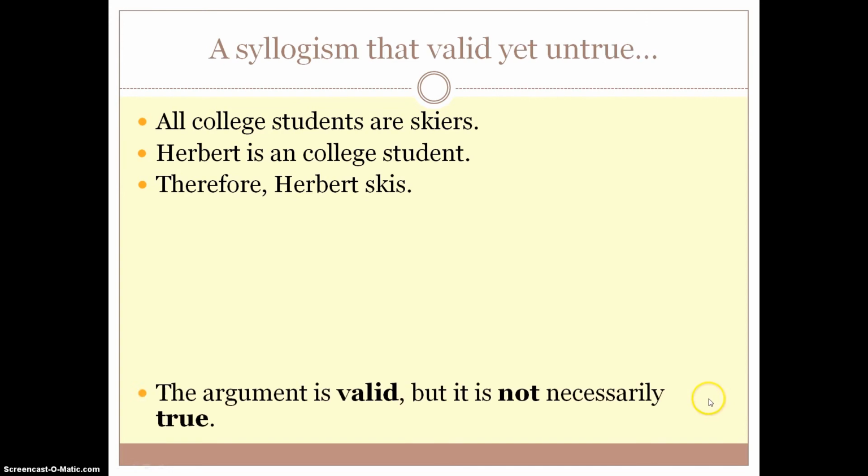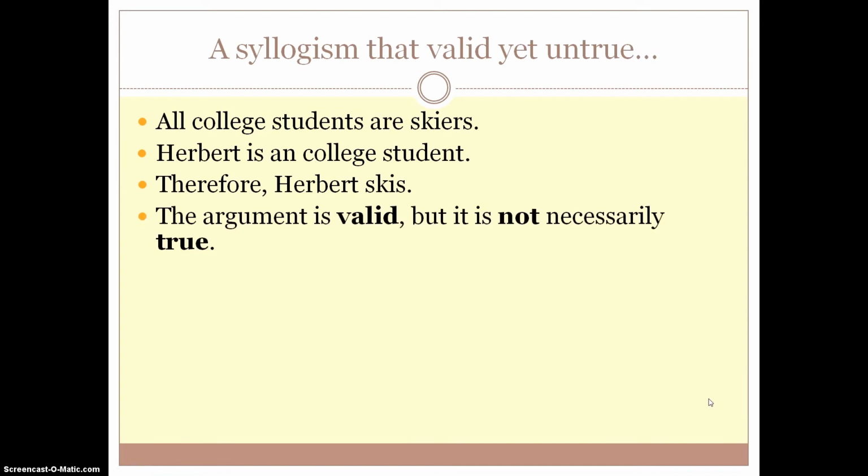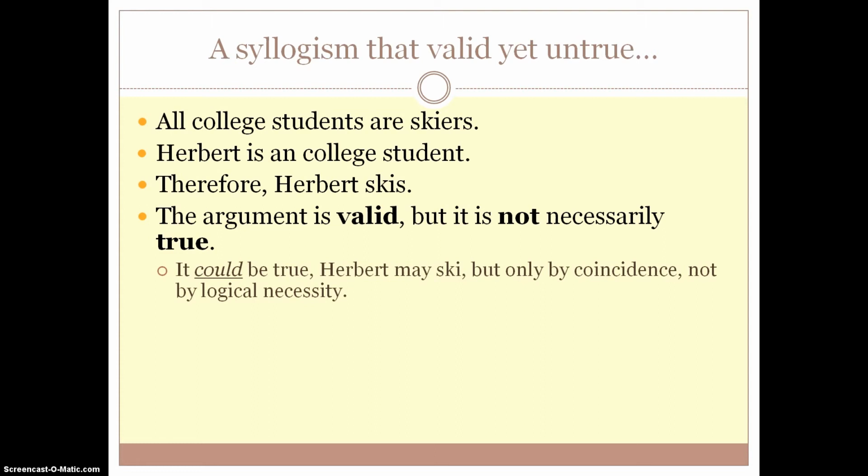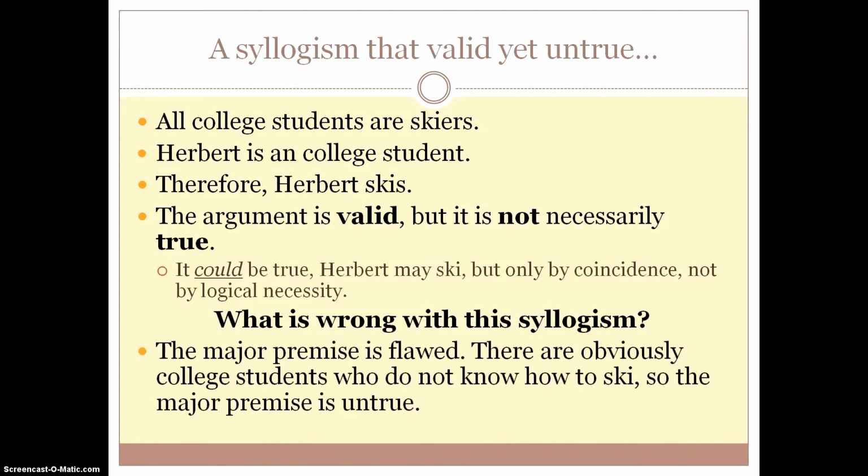to that syllogism. So this argument is valid in that it follows the expected form, but it is not necessarily true. It could be true Herbert may ski, but only by coincidence, not by logical necessity. Okay, so what is wrong with this syllogism is that the major premise is flawed. There are obviously college students who do not know how to ski, so the major premise is untrue.